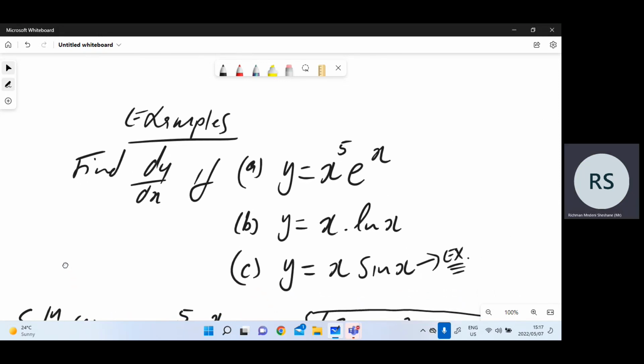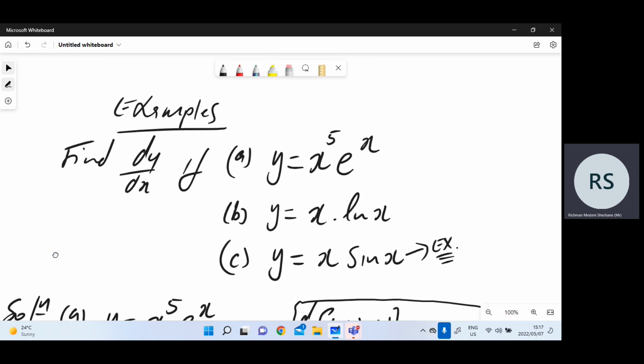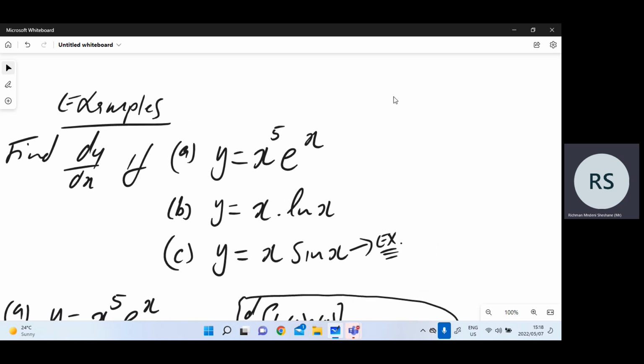All right, continuing from the last lecture, this is the second lecture on differentiation. Let me open with the examples here. I want to find the derivatives of these three functions, and I would like you to also, after I've done A and B, please try C.